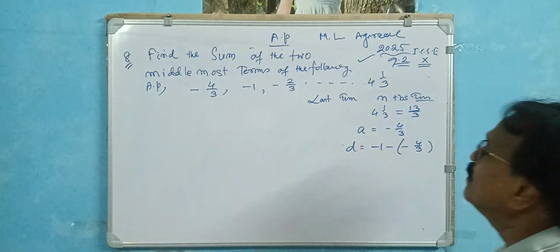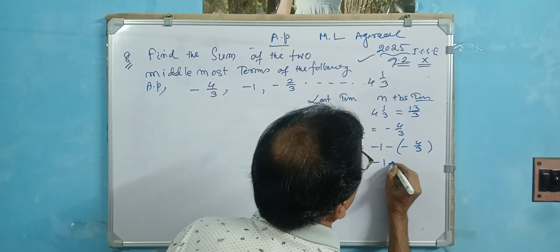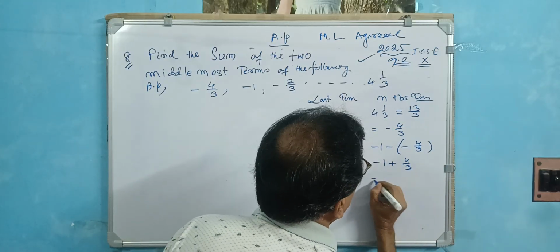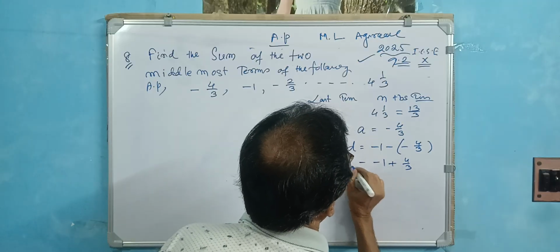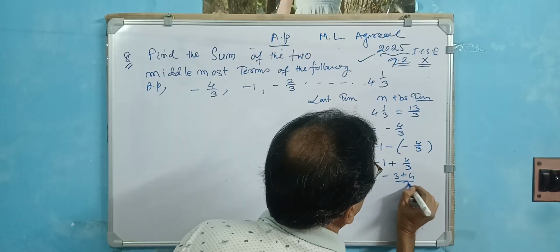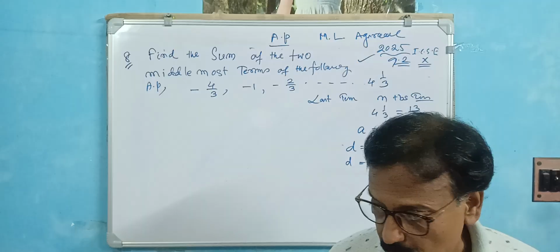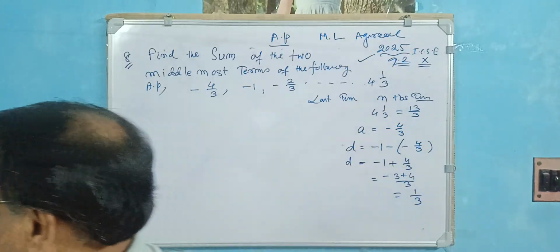A is the first term, D is the common difference. Be careful. Minus 1, minus minus plus 4 by 3. So this is minus 3 plus 4 by 3. So this is 1 by 3. So D is 1 by 3. When the calculation, be careful.